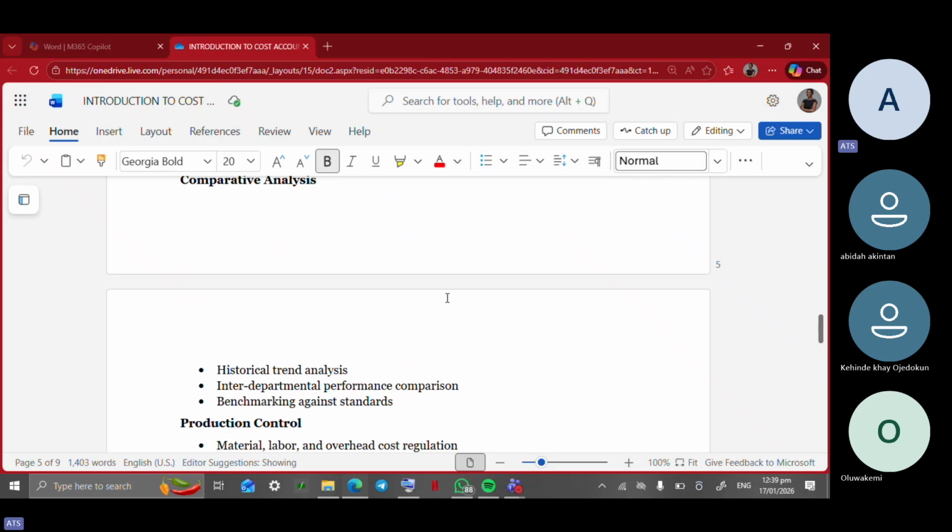and every other aspect. Cost accounting also helps with interdepartmental performance comparison, as I mentioned earlier. It is through cost accounting that you'll be able to compare which department is doing well and which is not, right? It also helps you to benchmark against industry standards. There is a reason why there are some companies that we call cost leaders. There are some companies that are the ones that make the price, right? They dictate the price that an industry will sell.